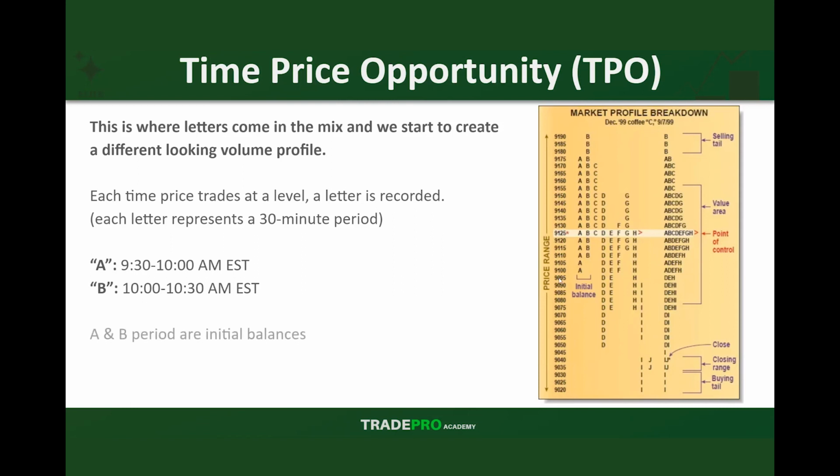Now, the A and B periods are what we call the initial balance. The initial balance is going to be the first hour of the trading session, and the initial balance is going to have a range naturally.